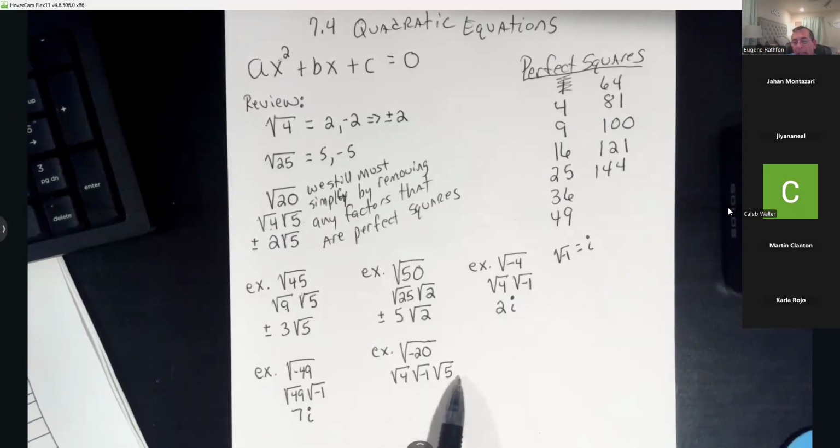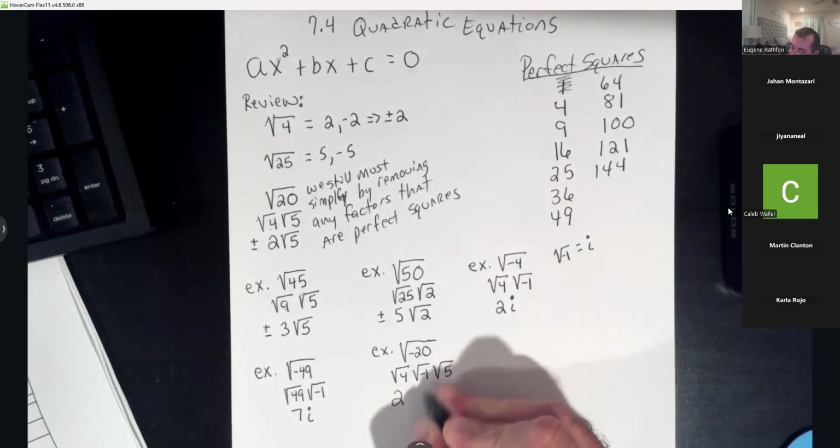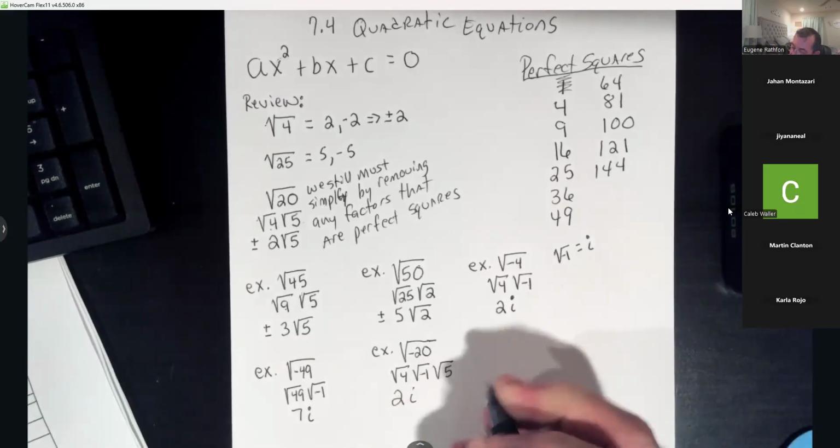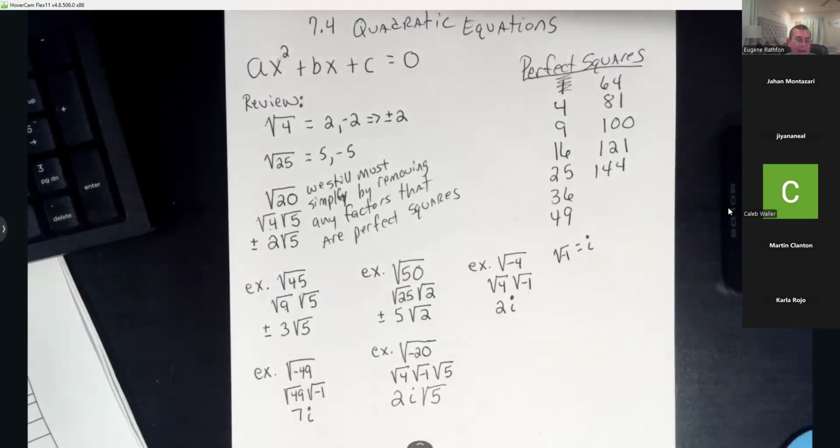If you accidentally put the i under what's left, under that radical, it'll mark it wrong, okay? You can put it at the end, but it cannot be under the radical. So y'all watch this. Square root of 4 is 2. Square root of negative 1 is i. And at the end, I got a square root of 5.